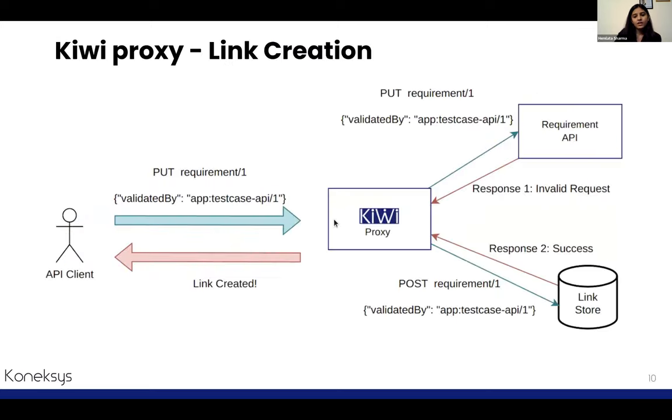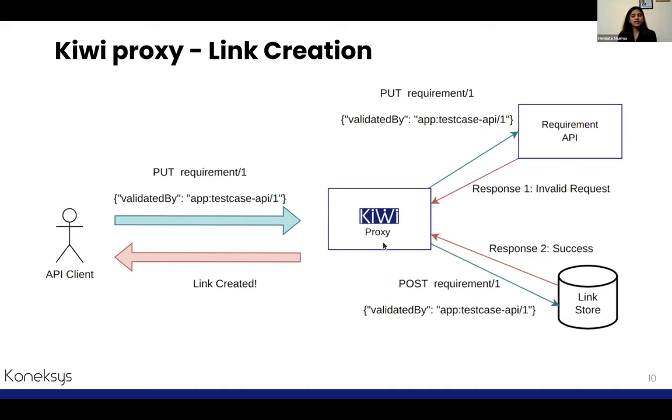So when we create a link to the requirement, we do it by sending a PUT request to the Kiwi proxy that runs parallel to the requirement API. And this is the PUT request that we'll be sending. We'll be saying, please link the first requirement resource with the first test case resource using this relationship that is "validated by".